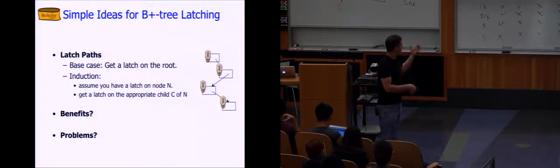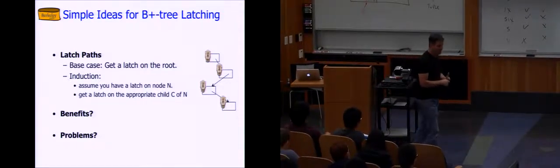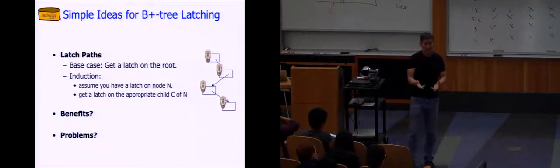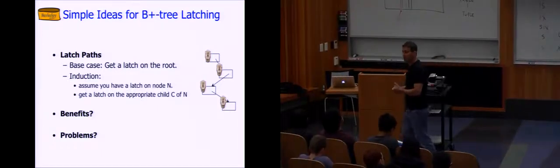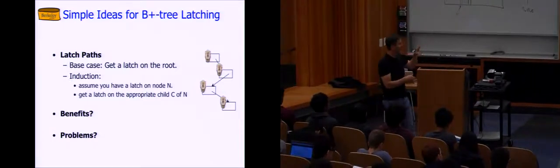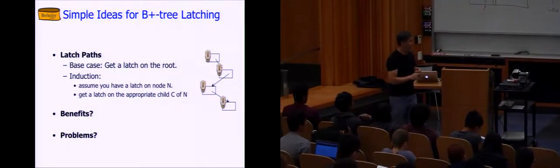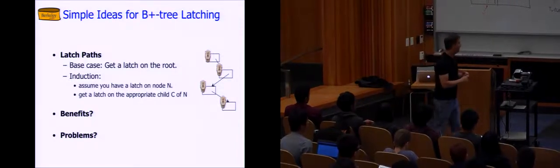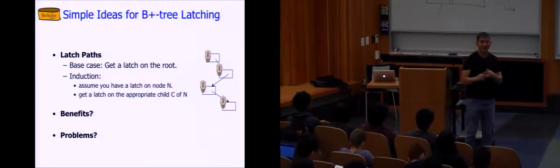So this is good. The obvious benefit is that no one will mess with your pages. If you've got all those latches, then you know you've come to the right leaf in the B tree, and no one's going to split the pages you've been on. So if you need to split them, you can. Right? Okay, what's the problem with this?